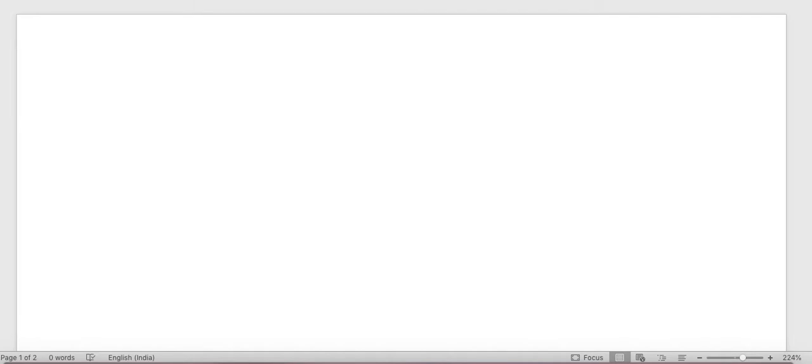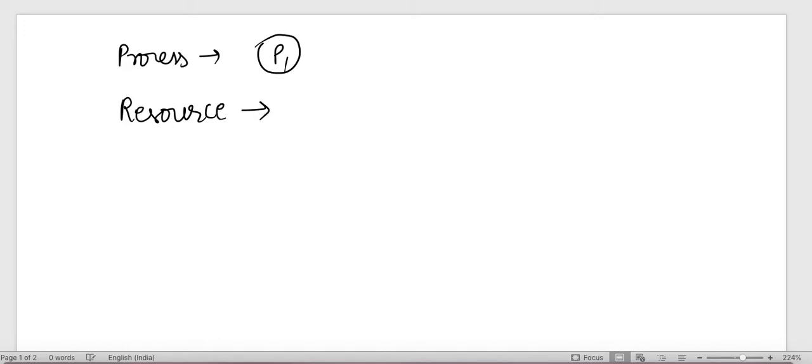In that, we studied how the process is denoted. It is denoted in a circle and we can write P1. And let's suppose you have to denote a resource. How are we going to denote it? It will be in a rectangle, R1 or R2, whatever you want. So this is the way we show process and resource.